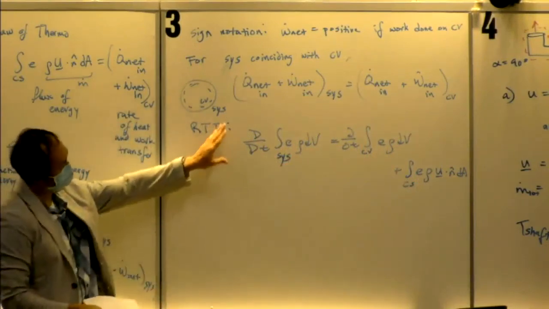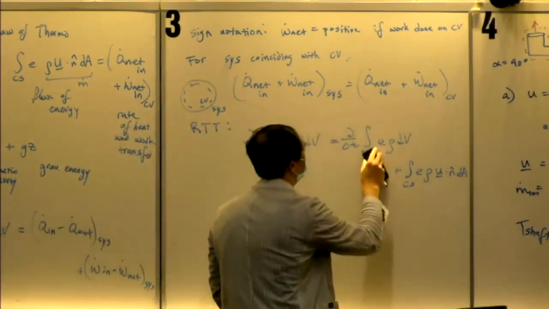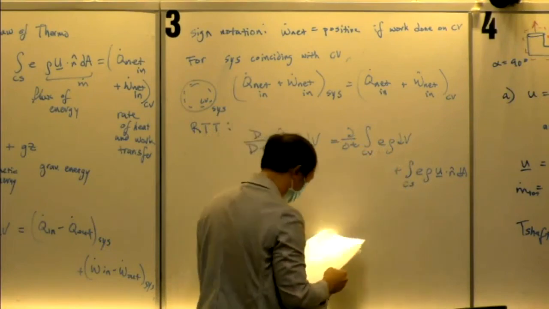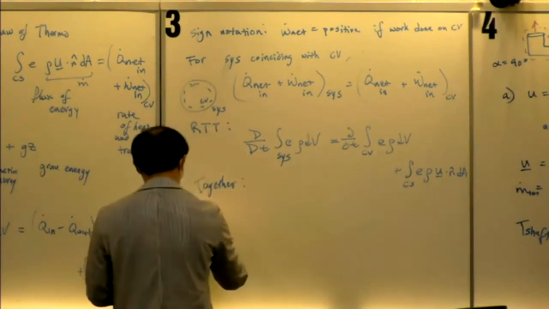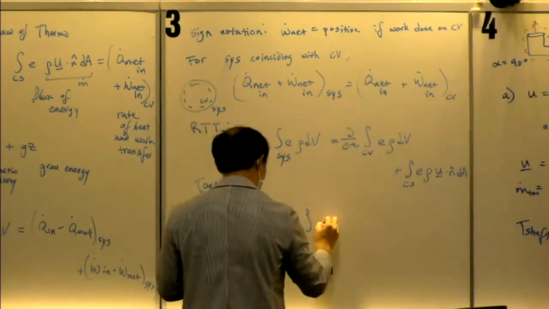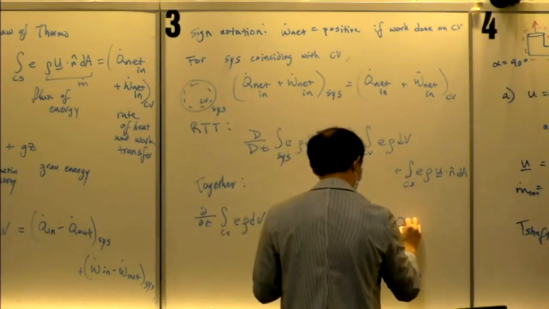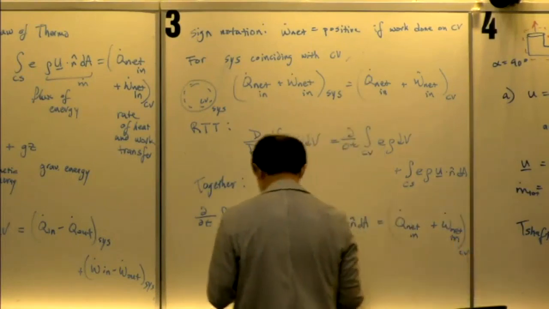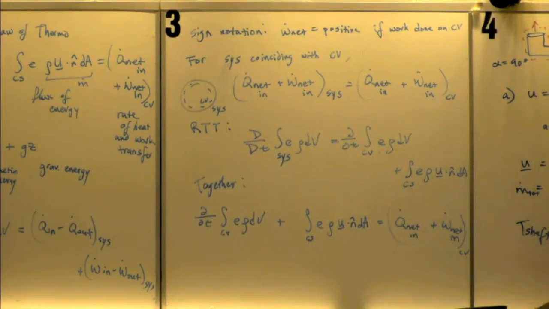The Reynolds transport theorem applied to this variable E, energy per unit of mass, tells us the amount accumulating in the system can be tracked by looking at the amount accumulating in the control volume plus what's fluxing in and out of the control volume. Okay. And if we put them together, we get the thing we want. That is the form of the equation that we're going to be using.